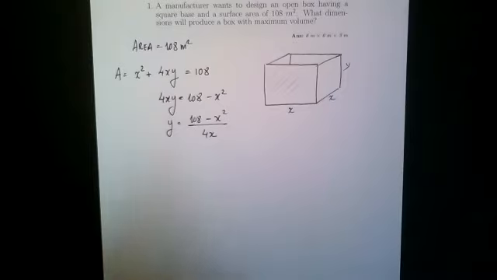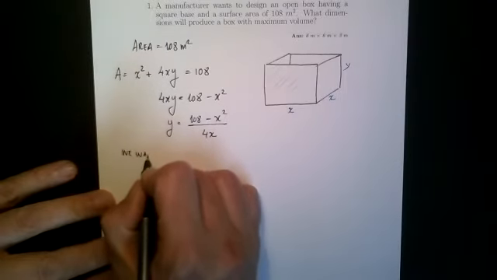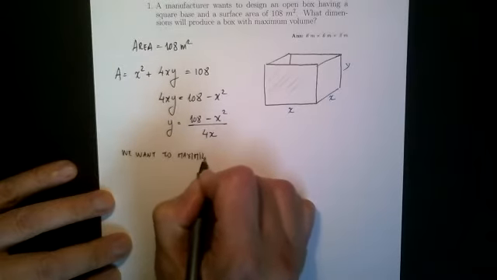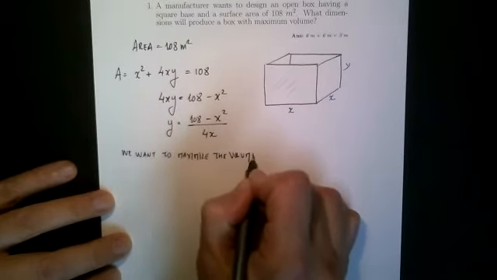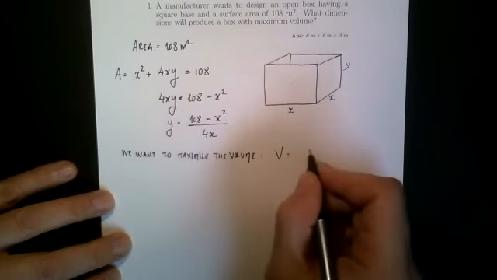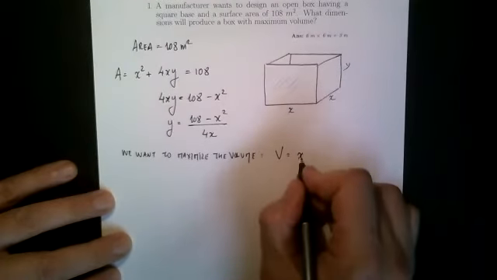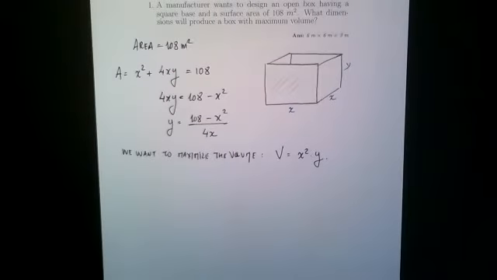Okay, and now we want to maximize the volume. So we want to maximize the volume, which is what? The volume of a box is the area of the base times the height. So basically x² times y. This is the volume of the box.